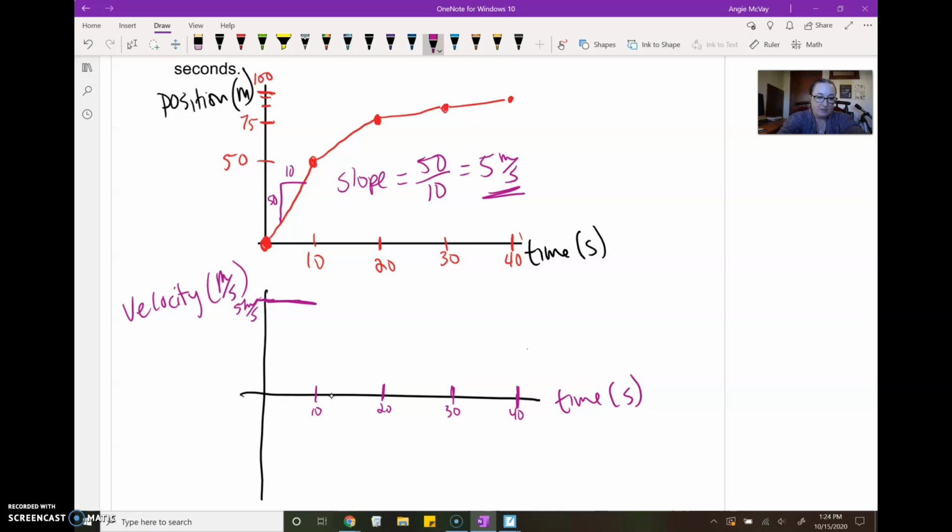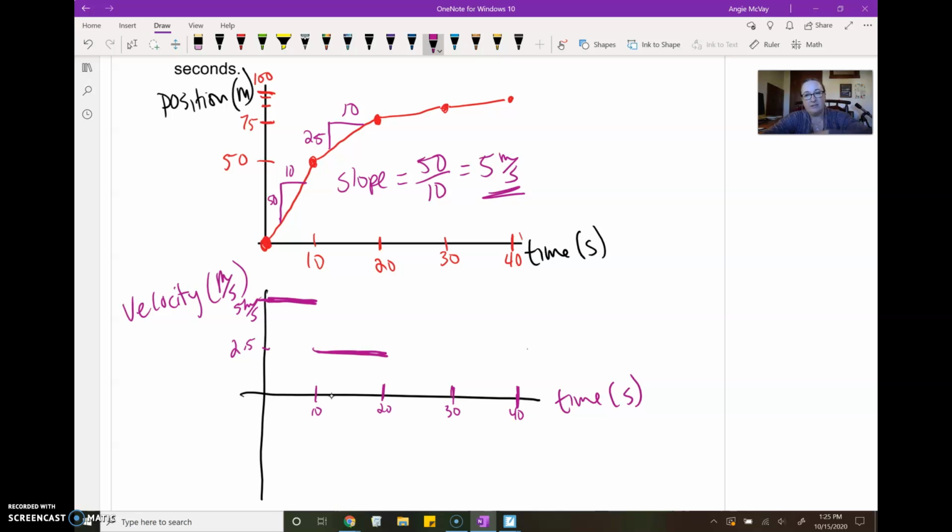Which means the velocity versus time graph will be flat. Okay, a constant 5 meters per second for those first 10 seconds. Right, and then the next one, we're going from 50 to 75, so a rise of 25 and a run of 10. Okay, so that will make the velocity 2.5 meters per second. And we can draw a line right here.